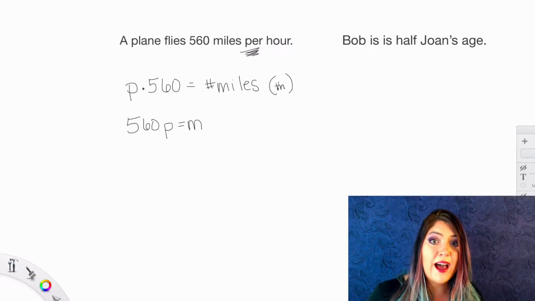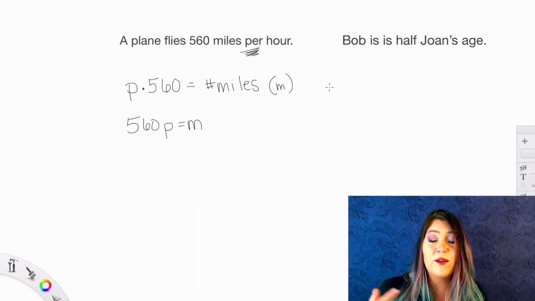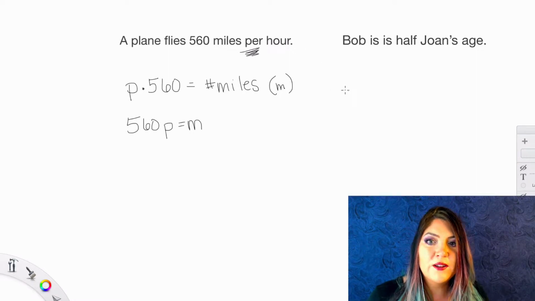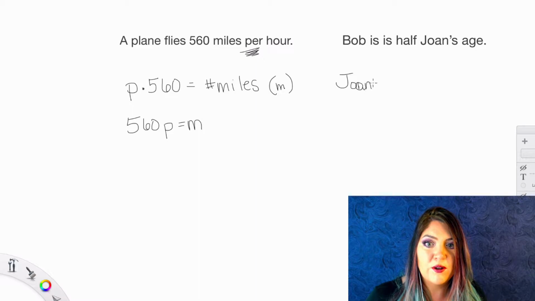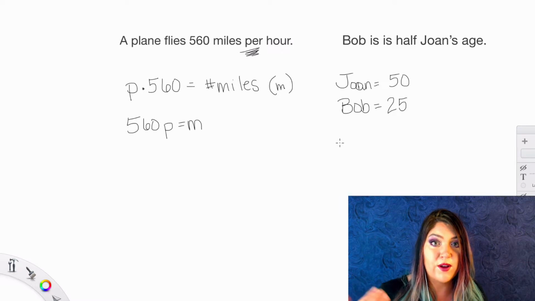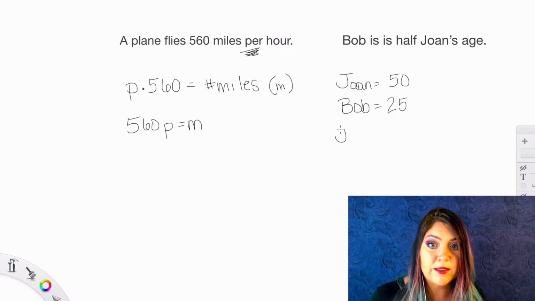Bob is half Joan's age. So what I like to do to make sense of this is actually give people real world numbers. So let's just say that Joan is 50. Then that would make Bob 25. So we start off with Joan's age and we just divide it by 2 and we get Bob's age. So I can say J over 2 equals B.